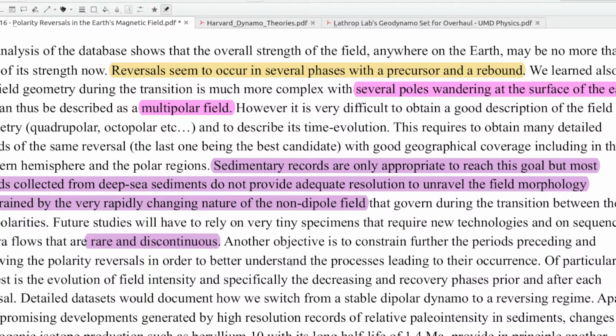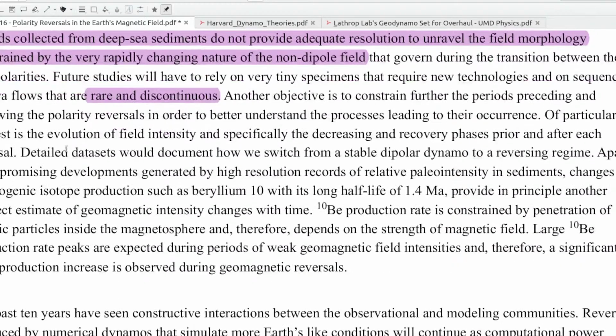What a bummer. Another objective is to constrain further the periods preceding and following the polarity reversals in order to better understand the processes leading to their occurrence. Of particular interest is the evolution of field intensity, and specifically the decreasing and recovery phases prior and after each reversal. Detailed data sets would document how we switch from a stable dipolar dynamo to a reversing regime.